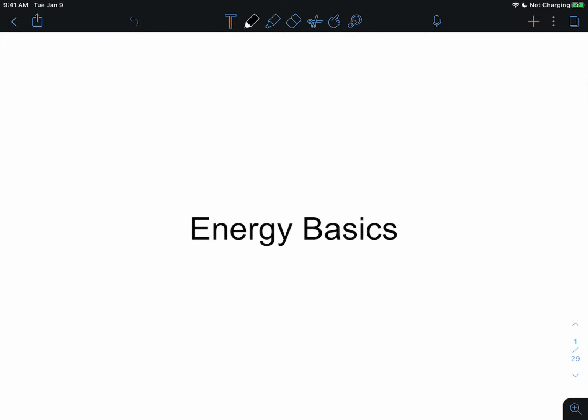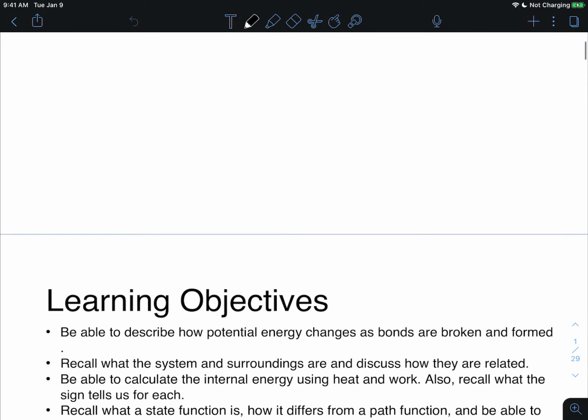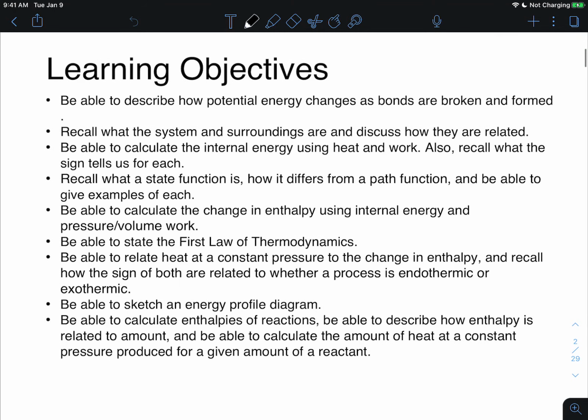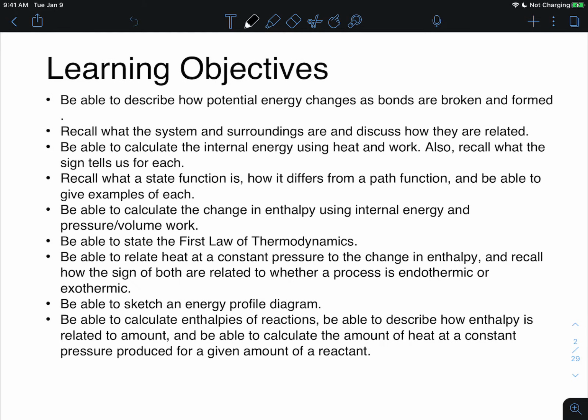Hey guys, in this video, we're going to be looking at energy basics. At the end of this video, we should be able to describe how potential energy changes as bonds are broken and formed, recall what system and surroundings are and discuss how they're related, calculate internal energy using heat and work, and understand what signs of them mean, know what a state function is, how it differs from a path function.